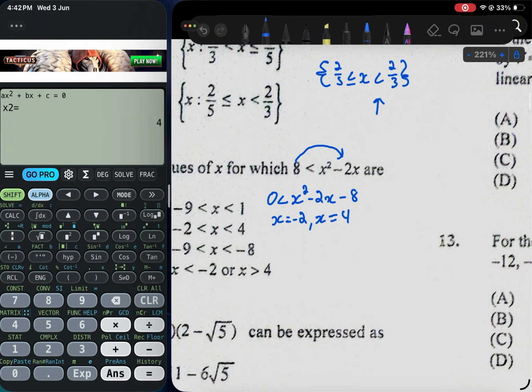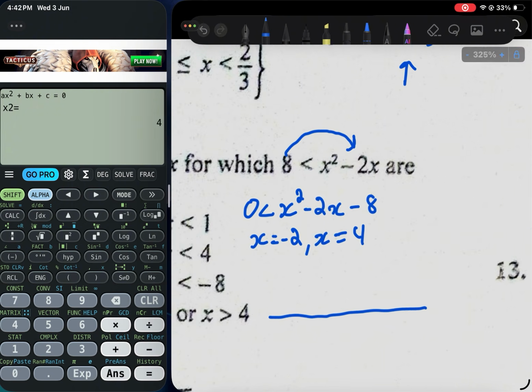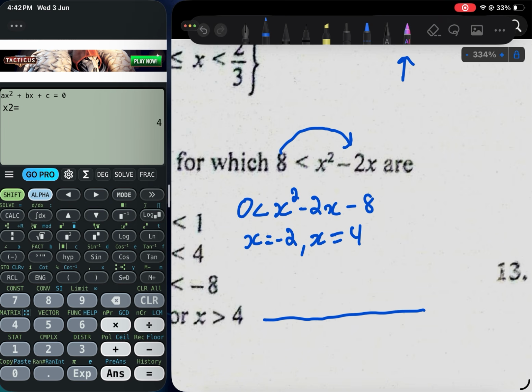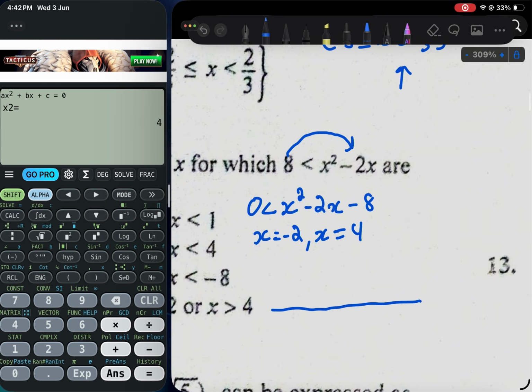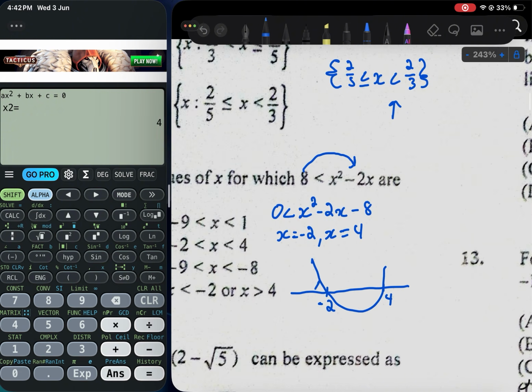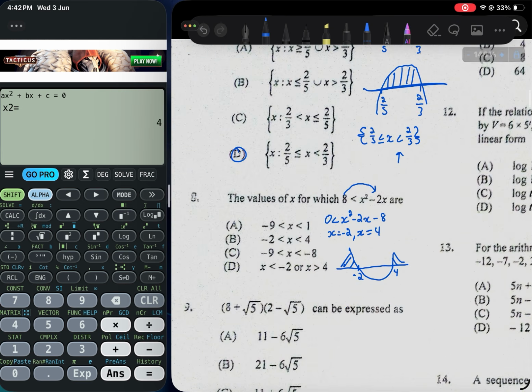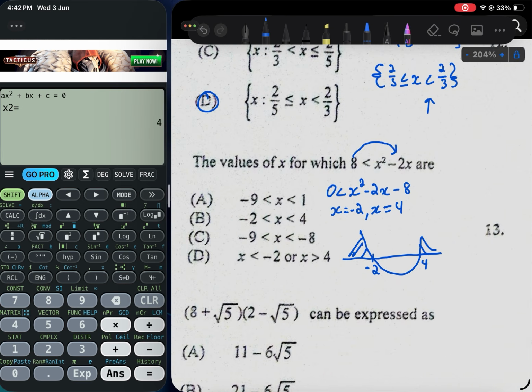So you need to draw another graph. This time it opens upwards, since the coefficient of x squared is greater than 0. So it opens upwards, -2, 4, and you're looking for where it is greater than 0. So it's this region and this region. So it'd be x is less than -2, where x is greater than 4, which is D.